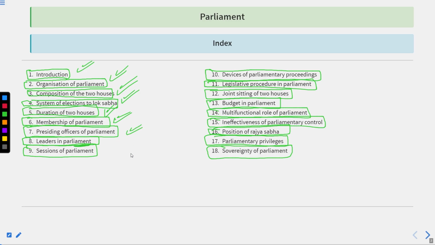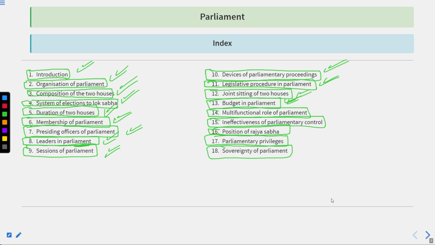covered the presiding officers of parliament, the leaders in parliament, thereafter the sessions of parliament, then devices of the parliamentary proceedings, thereafter legislative procedure in parliament, thereafter joint sitting of two houses, and then the budget in parliament. Okay, these are the topics we have covered so far.